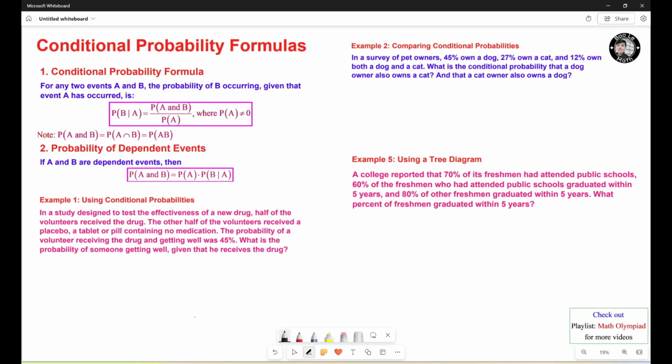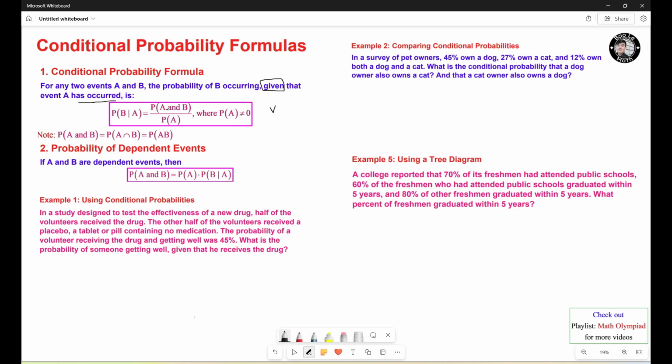Hello everyone, in this video we're going to learn about conditional probability formulas. The conditional probability formula for any two events A and B: the probability of B occurring given that the event A has occurred equals the probability of A and B divided by the probability of A, where the probability of A must be different from 0. This is the formula.